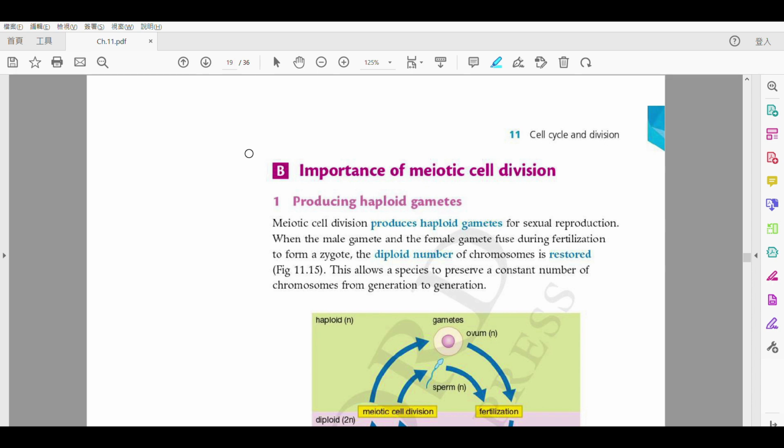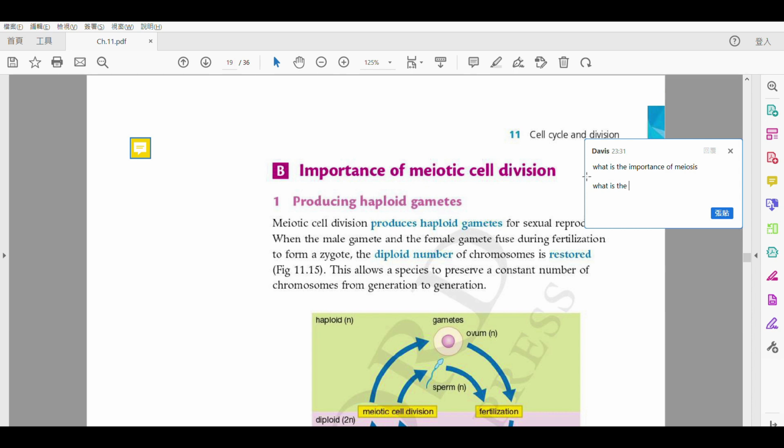經常性考嘅. And usually how is it tested? Asking you, easy: what is the importance of meiotic cell division, of meiosis? And the other one will ask you what are the advantages and disadvantages of mitosis and meiosis, and you need to compare them. These two questions are often asked.